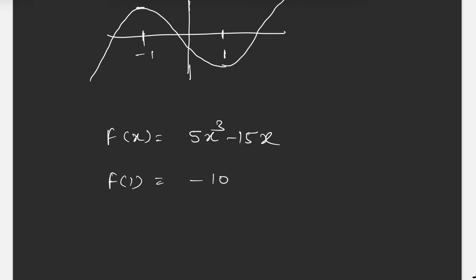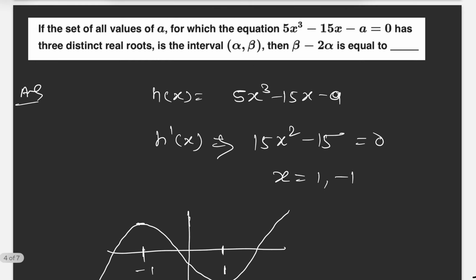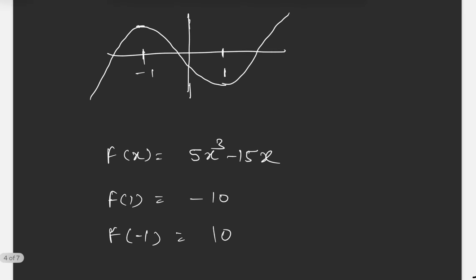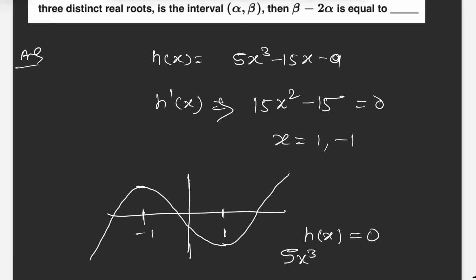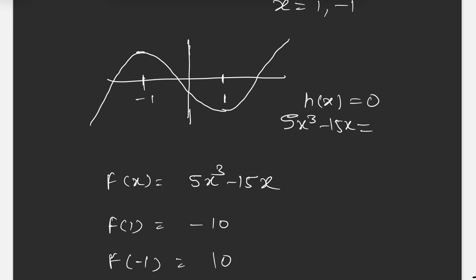f of 1 is minus 10, and f of minus 1 is plus 10. If you consider this your function, so the function is actually h(x). If h(x) equals 0, that means 5x cube minus 15x minus a equals 0. It means 5x cube minus 15x equals a. So the a value is 5x cube minus 15x only. This value only I need to find.